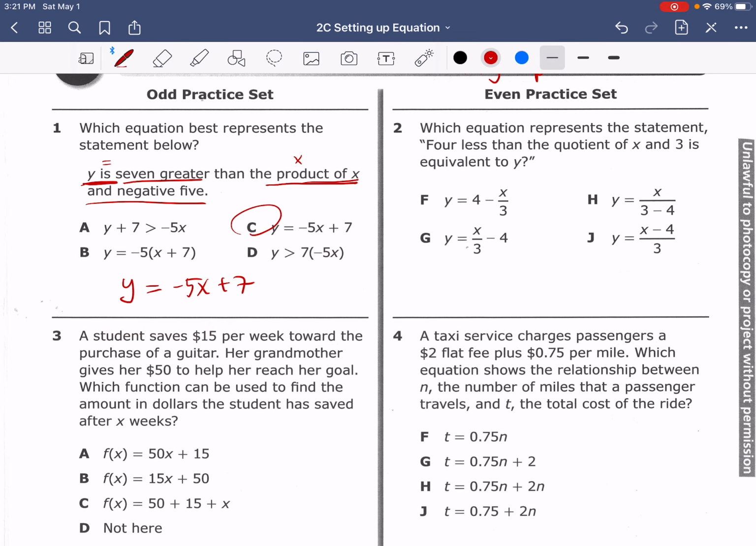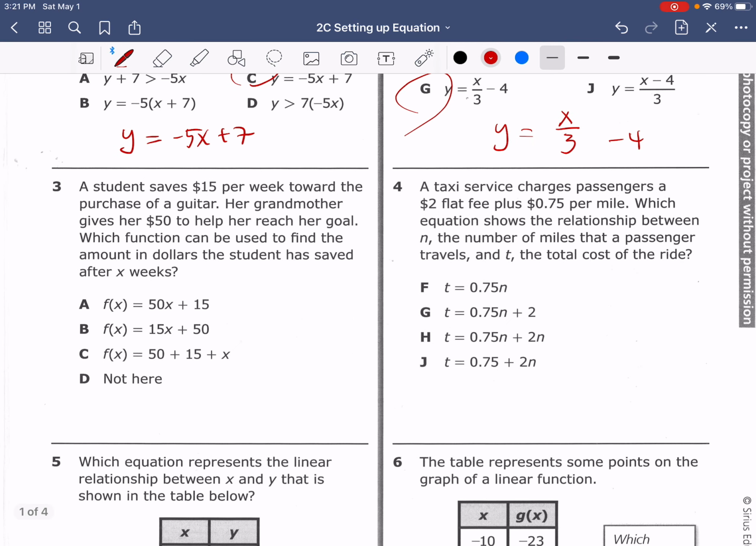What about question number 2? 4 less than the quotient of, so 4 less means minus 4. So you should have minus 4 at the end. Then quotient means divide, of x and 3. X divided by 3 equivalent to y. Which one is it going to be then? Well, it's obvious, isn't it?